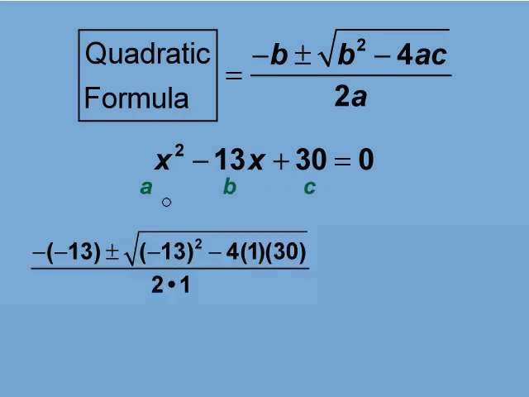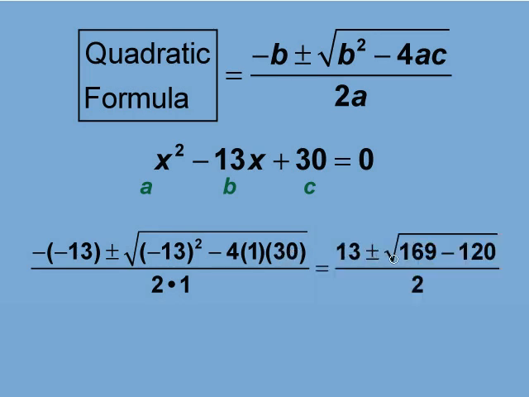The b value of negative 13 goes here and here. The a value of 1 goes here and here. The c value of 30 goes here. Simplify the expression and we get two roots, x equals 10 or x equals 3.